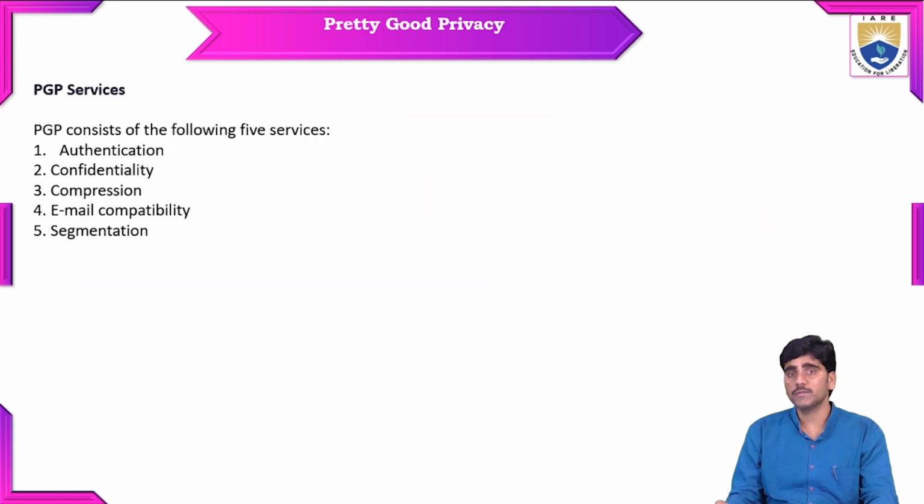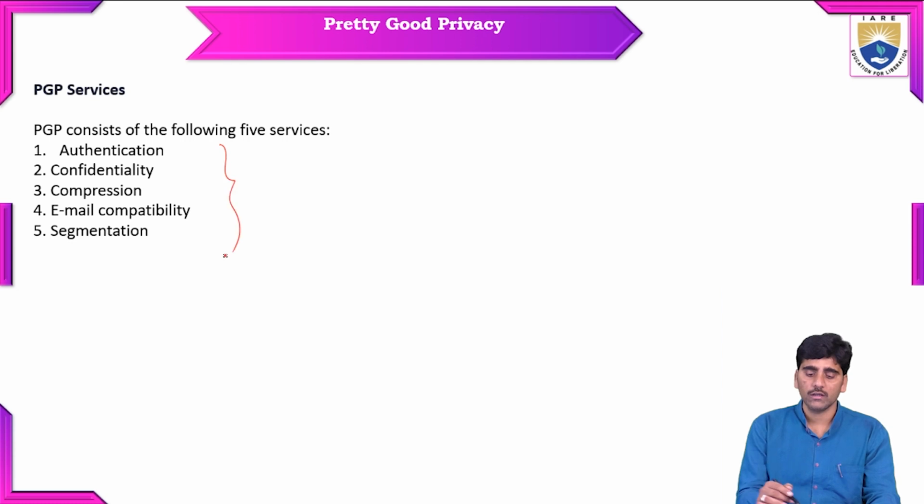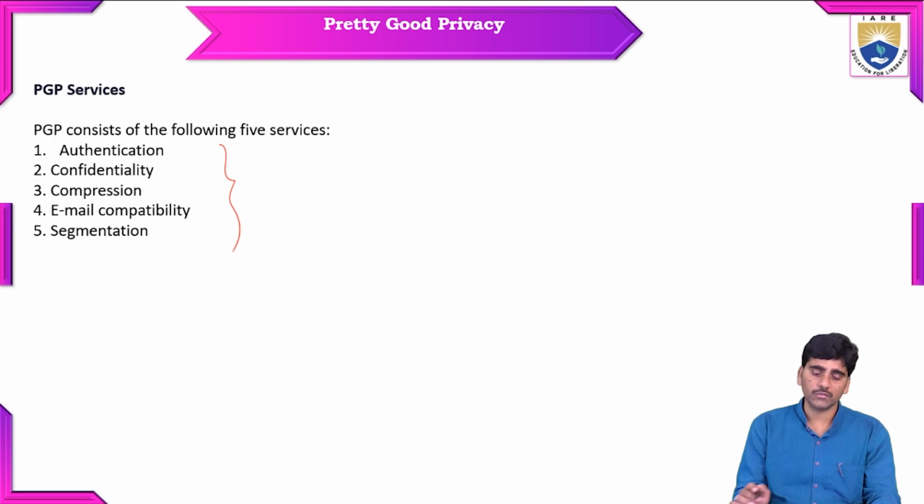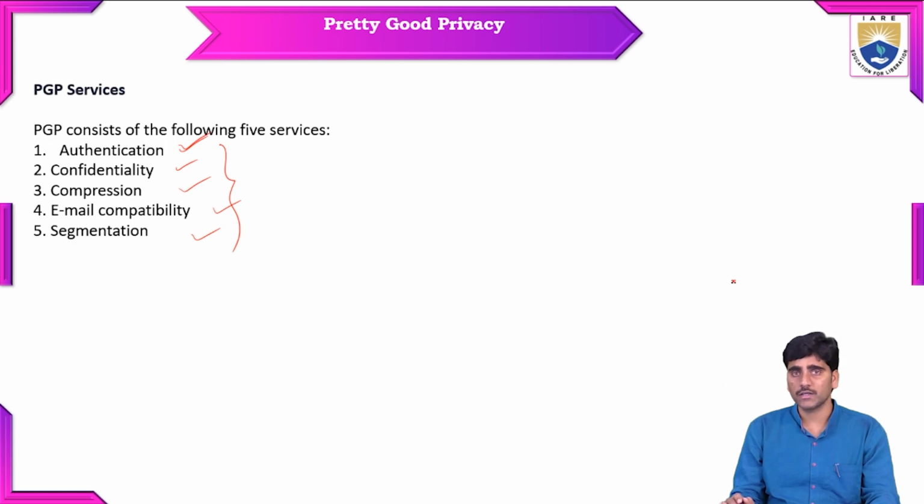With the help of these PGP services only, we can implement PGP as a secure email service. So what are those services? The first one is authentication, the second is confidentiality, the third is compression, the fourth is email compatibility, and the fifth is segmentation. These are all the services offered to write secure emails or encrypt files or messages.